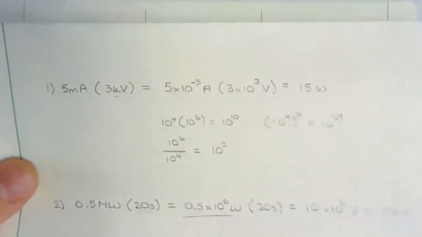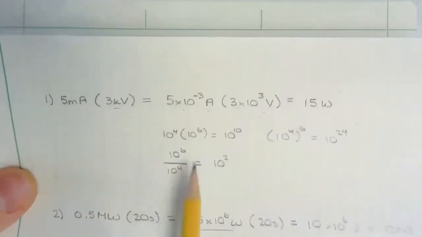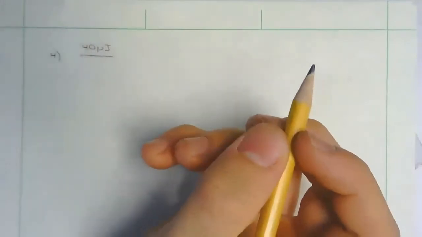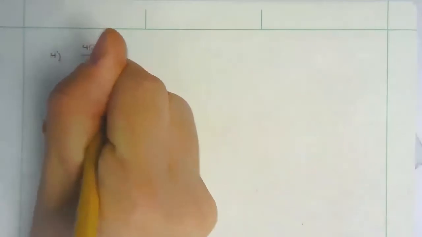So we'll go to number 4. Keep going along here. So number 4 is going to be something new. We're going to do division. So back to division. We can look back here. Division right here subtracts. Okay. So we have 4. We have 40 microjoules. That's what mu is, micro, over 25 kilovolts.